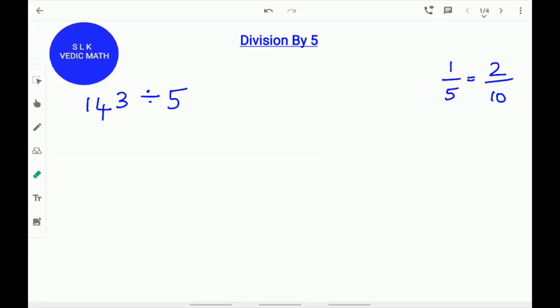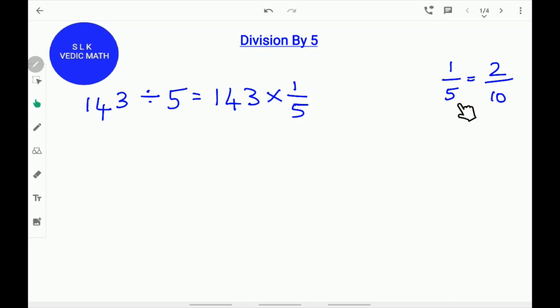Today we're going to learn division by 5. Let's try an example. 143 divided by 5. We could write 143 divided by 5 as 143 times 1 by 5.